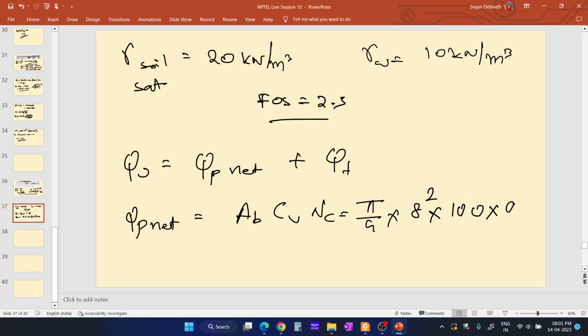NC is 9. Okay. So now if you calculate this, you will get the value of QP net, which comes out to be 45.2 into 10 to the power 3 kilonewton. Okay. Now QF.